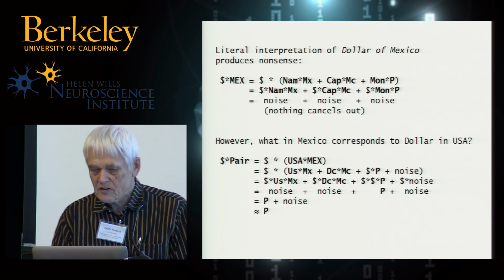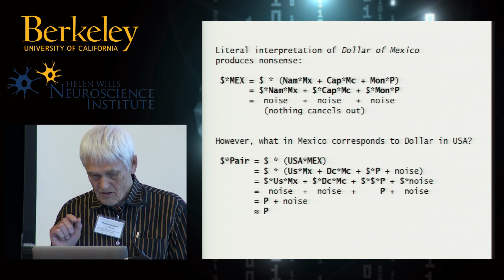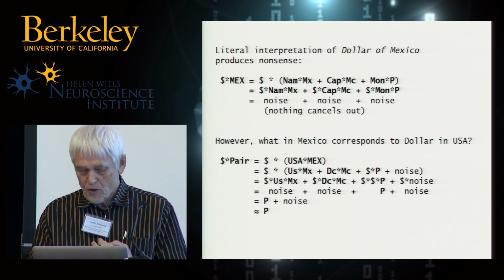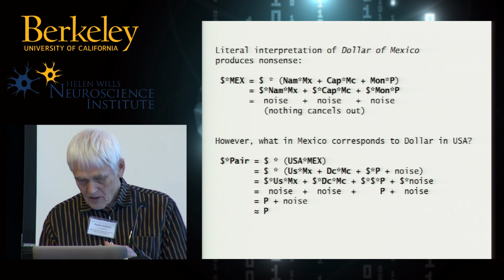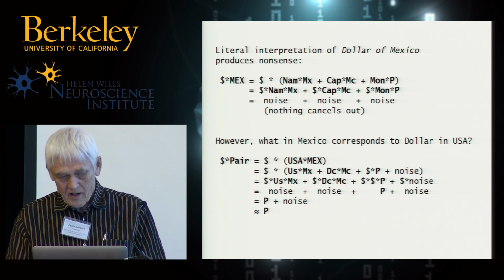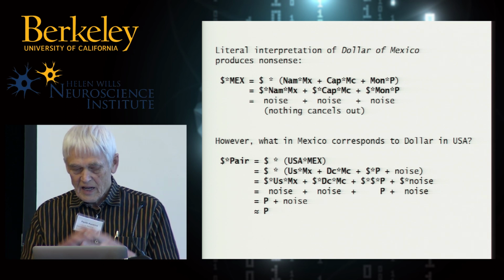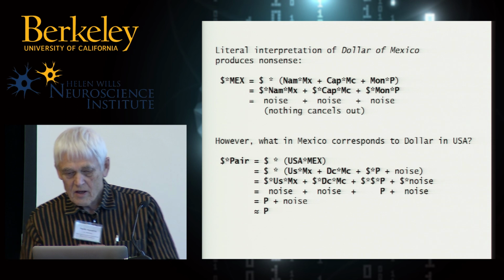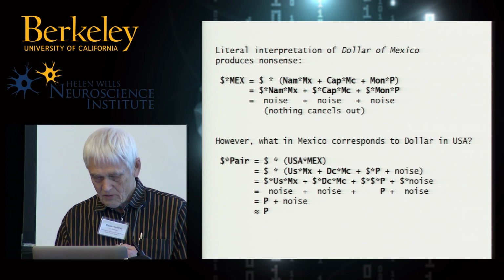Now, if we take a literal interpretation of dollar of Mexico, that would be handled by multiplying the vector for Mexico with the vector for dollar. When you work it out, as I've shown here, you end up with three product terms. The first one is dollar times the name times Mexico, the other is dollar times the capital times Mexico City, and the third is dollar times money times peso. It turns out that all of those are random relative to what the system has ever been taught. So nothing cancels out, and in some sense, there is no such thing as the dollar in Mexico. However, if you take the vector that represents the correspondences, this is the vector we call pair.